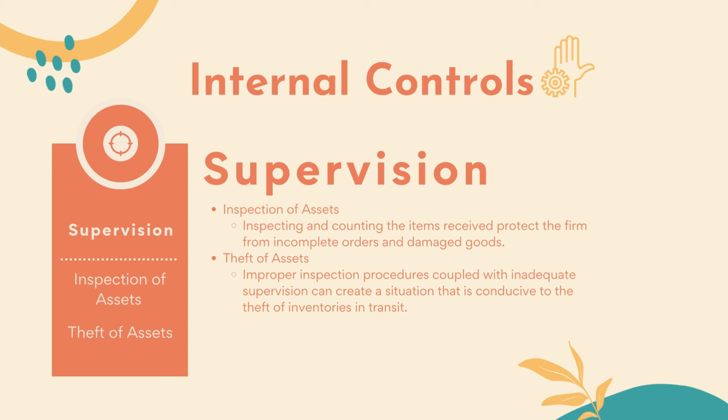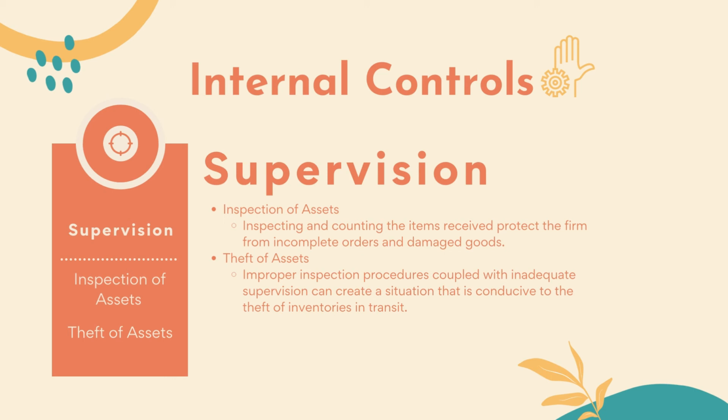Inspection of assets. Inspecting and counting the items received protect the firm from incomplete orders and damaged goods. Supervision is critical at this point to ensure that the clerks properly carry out these important duties. A packing slip containing quantity information that could be used to circumvent the inspection process often accompanies incoming goods.